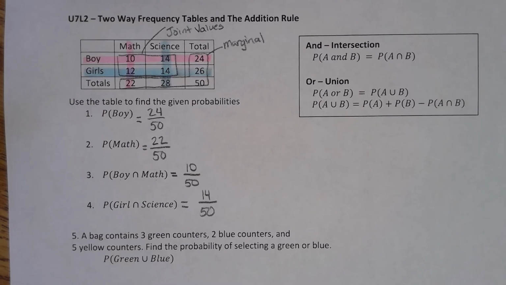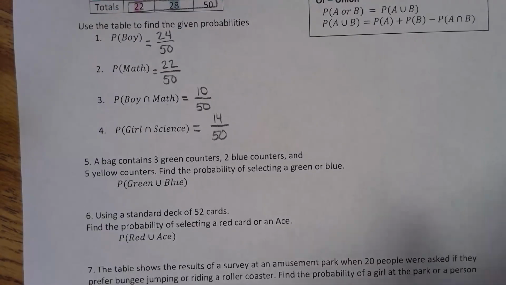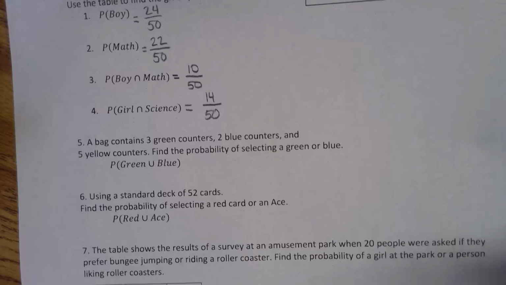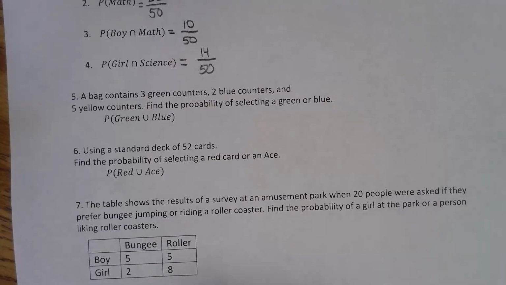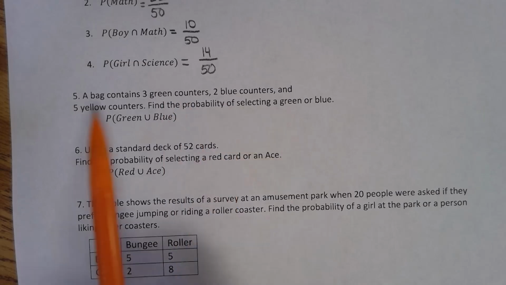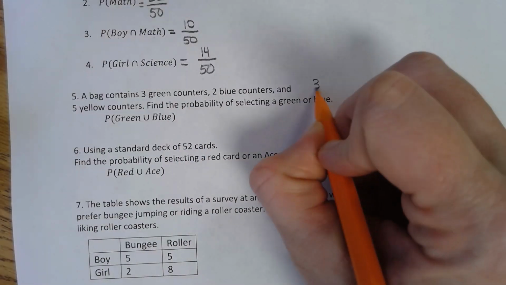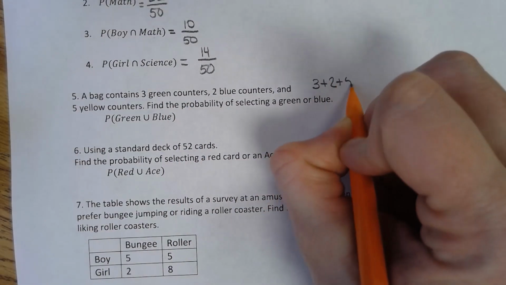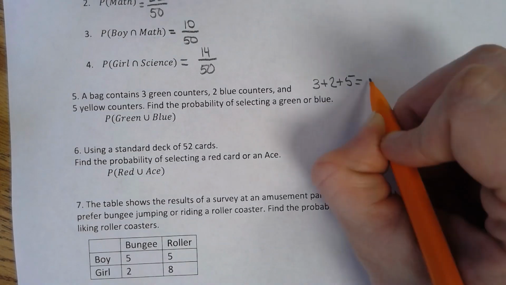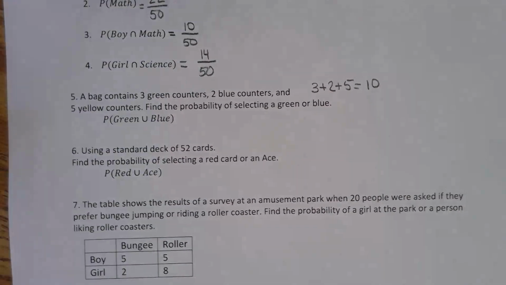Now let's look at some other probability. This one here, we have a bag that contains 3 green counters, 2 blue counters, and 5 yellow counters. So we have to have our total first of all. So 3, 2, and 5. Let's add those together. So that gives us 10 total.